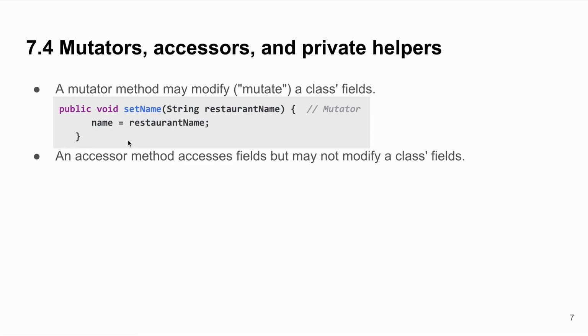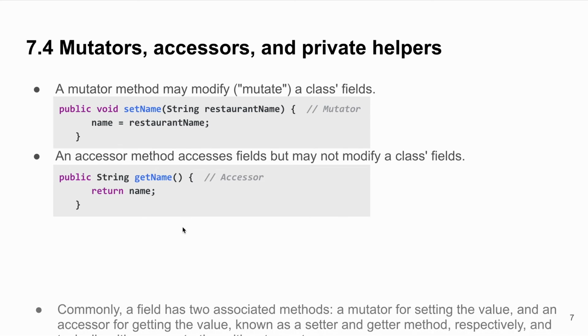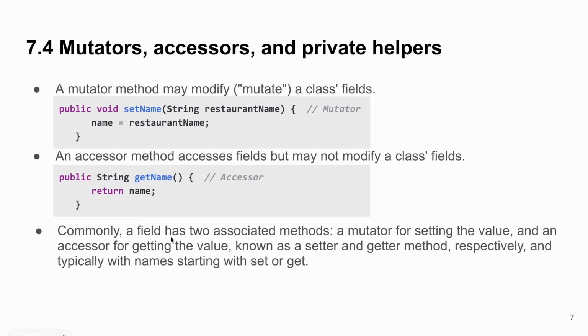An accessor method accesses fields but may not modify class fields. The previous mutator is trying to modify the fields, whereas the accessor is trying to get the data from the class. So it just returns the data within the variables of the class. It doesn't modify anything, so it's called an accessor. Commonly, a field has two associated methods, a mutator to set the value and an accessor to get the value, known as setter and getter methods respectively. And we try to name these methods starting with set or get.